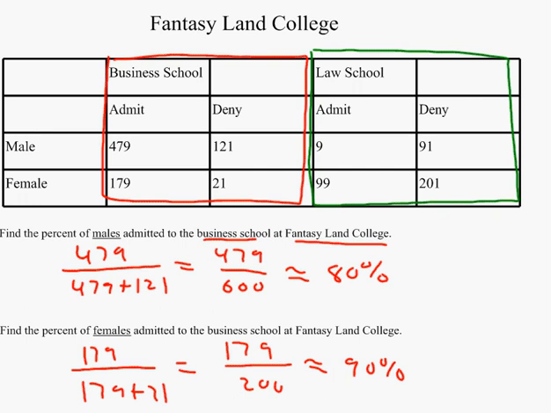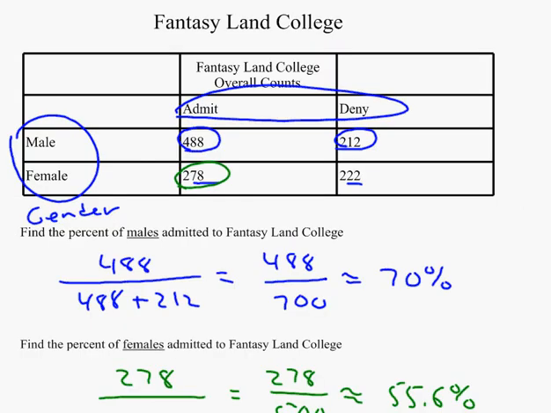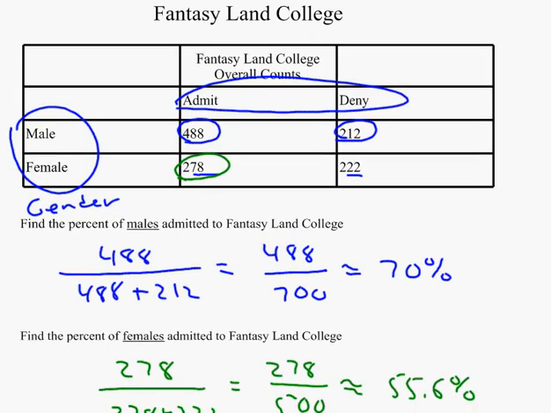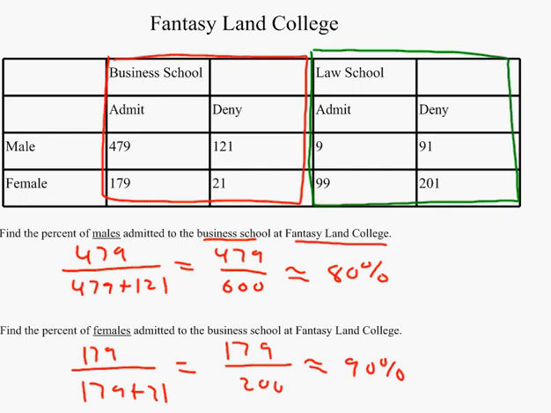Okay, so we get this little thought. What we're noticing is that the relationship between the percentages of males and females who were admitted in the business school is the opposite of the direction of the relationship in the combined college. When we looked at the data combined, of the business and law schools together, it looked like men were more likely to get in. But when we look at just the business school, we notice that the females are more likely to get in when they apply, by a 10% advantage.